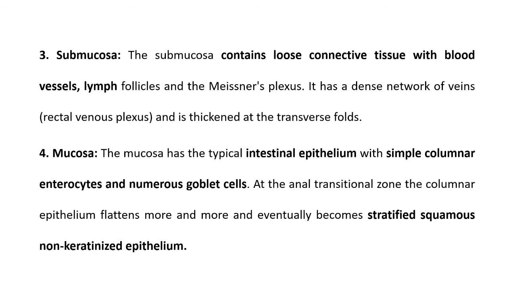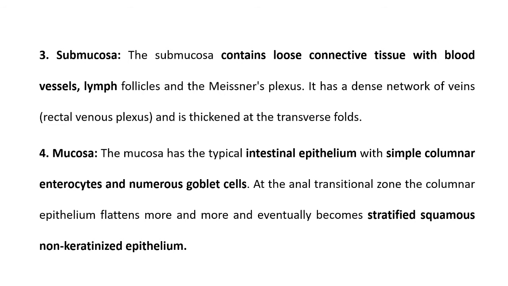Then the fourth layer is the mucosa. The mucosa has an intestinal epithelium with simple columnar epithelial cells. It is the innermost layer. It consists of enterocytes and numerous goblet cells. These are special types of cells present in the villi of the mucosal layer. These enterocytes and goblet cells secrete a mucus substance, and they are also absorptive in function.